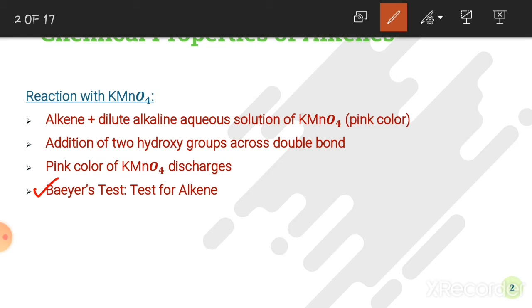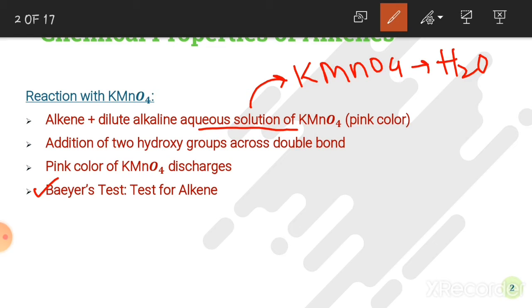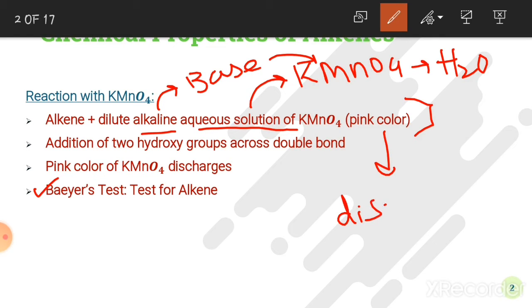So, what are the conditions? We have an aqueous solution of potassium permanganate. Aqueous solution means that this is the solution of potassium permanganate in water, and a small amount of base is also added in this solution in order to make it alkaline in nature. This aqueous solution of potassium permanganate is pink in color. So when the reaction is completed, that pink color discharges.